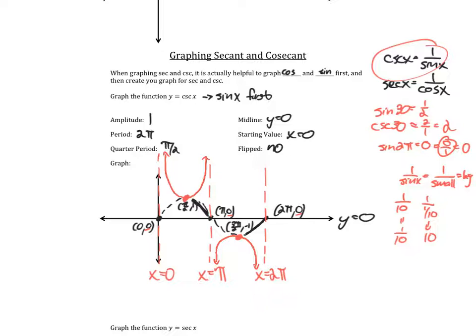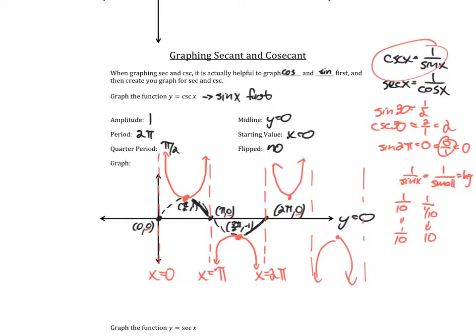And again, you can imagine if I continued this, I would have another upwards parabola over here, another downward parabola over here, and so on, and that part would just repeat. So there is your cosecant graph.